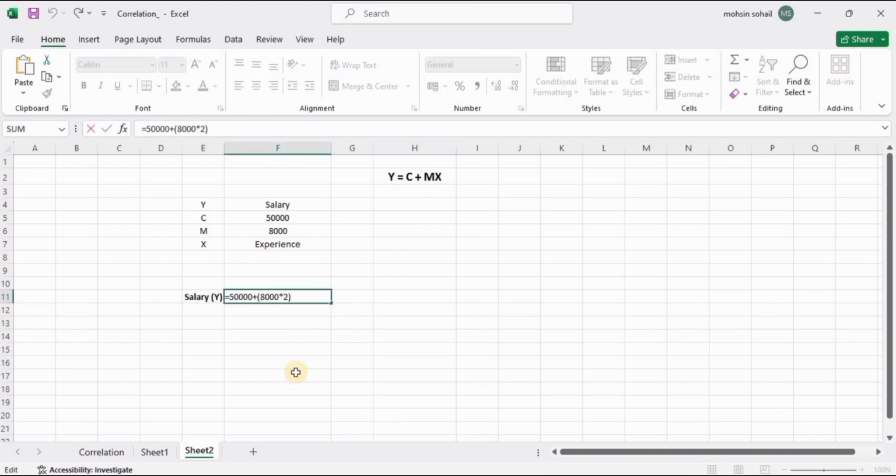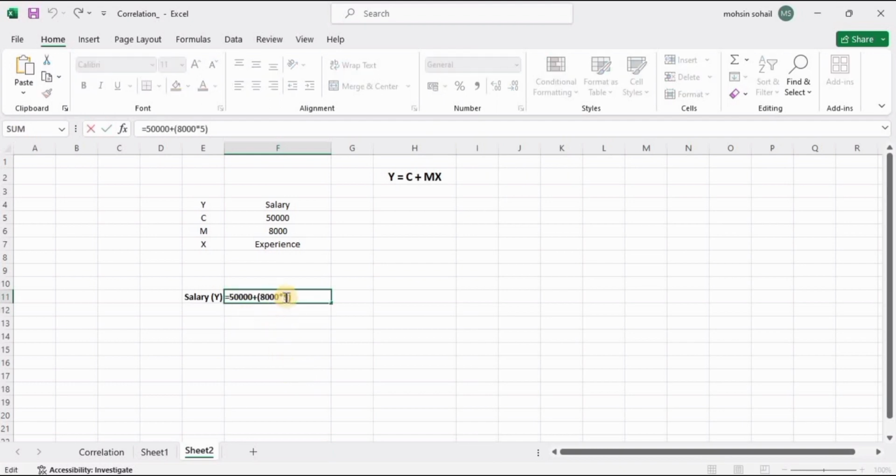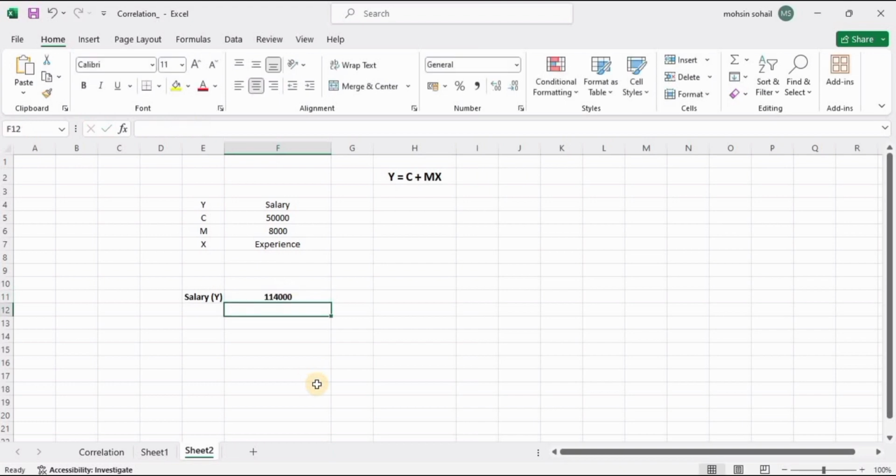And this is the benefit of using regression, because we can predict the salary of a person after the interview, and we can predict anything like this. So if we vary the experience, we get different salary ranges.